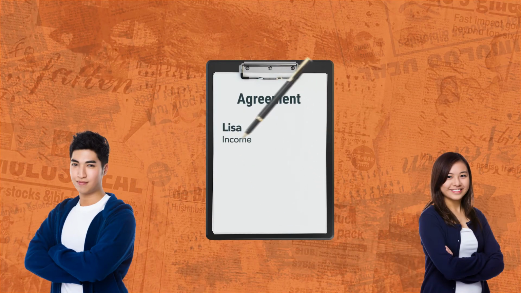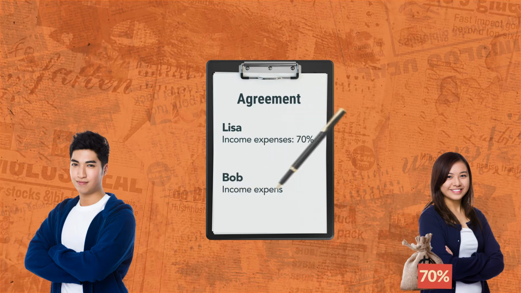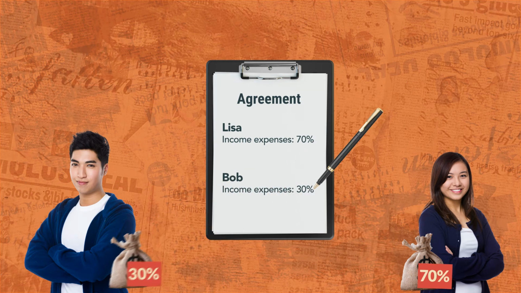And then, from a tax perspective, each tenant shares in the tax implications and benefits from the tax deductions according to their ownership agreement. For example, with Lisa and Bob's agreement, Lisa would declare 70% of the income and expenses and claim 70% of the tax deductions. Bob would declare the remaining 30% and claim the remaining 30% in deductions.